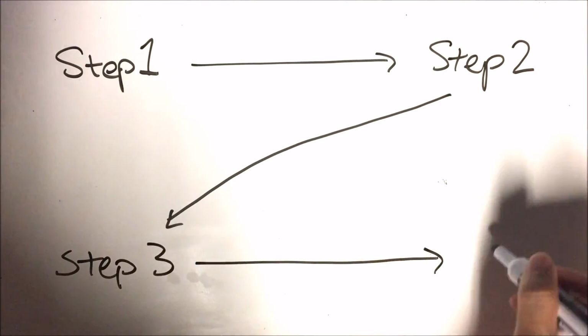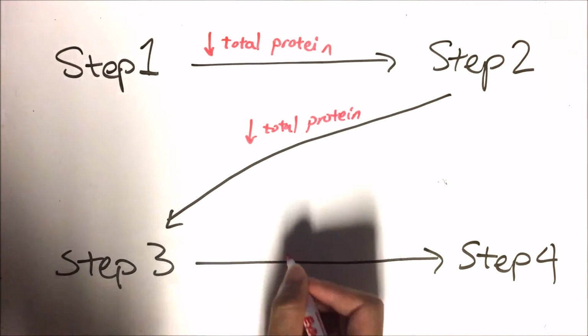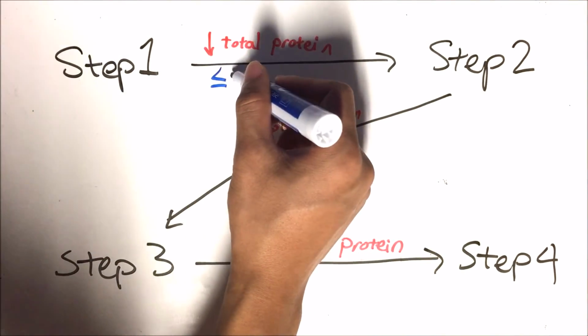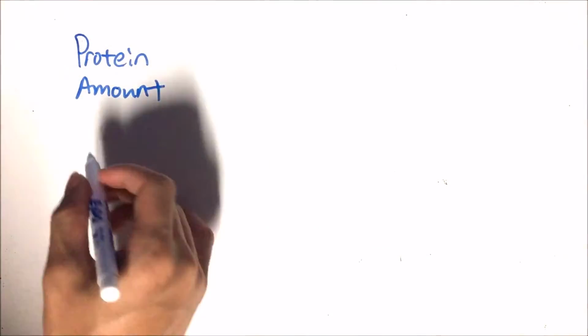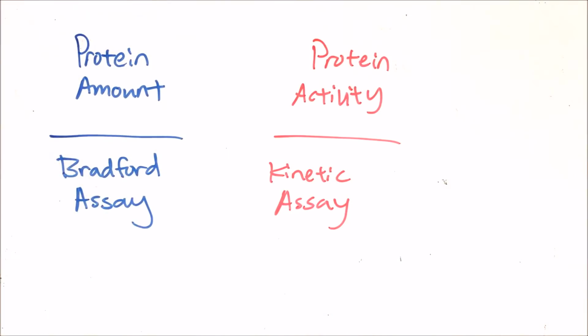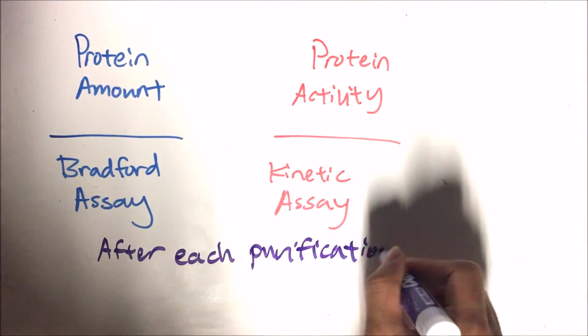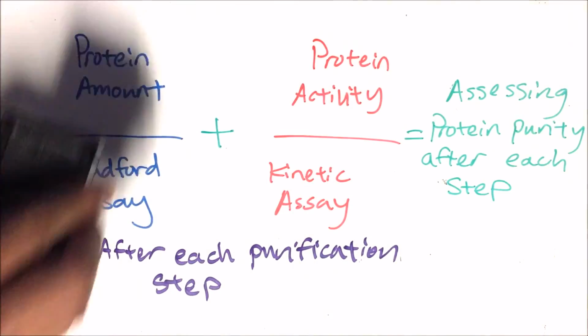Overall, we should see a decrease in total protein and a lesser or equal amount of protein activity after each purification step. The small decrease in activity is due to the inevitable loss of our protein when performing a purification of any sort. Generally, a protein assay, like the Bradford assay used in our experiment, would be performed to quantify total protein, while the kinetic assay would be used to measure the enzyme activity. Together, we can use this data to assess our protein purity.